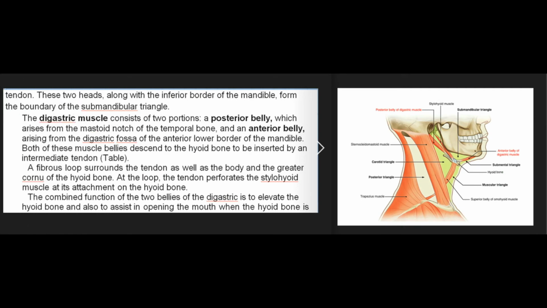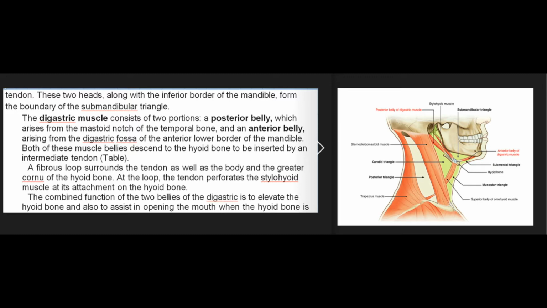The digastric muscle consists of two portions, a posterior belly, which arises from the mastoid notch of the temporal bone, and an anterior belly, arising from the digastric fossa of the anterior lower border of the mandible. Both of these muscle bellies descend to the hyoid bone to be inserted by an intermediate tendon. A fibrous loop surrounds the tendon as well as the body and the greater cornu of the hyoid bone. At the loop, the tendon perforates the stylohyoid muscle at its attachment on the hyoid bone.